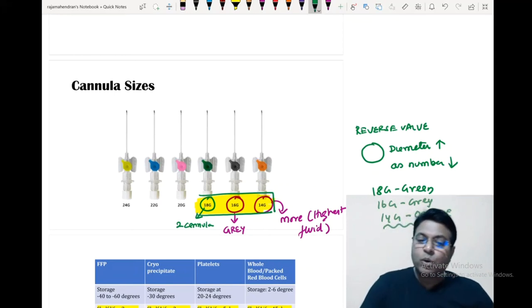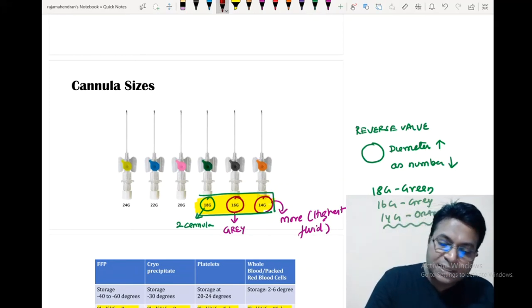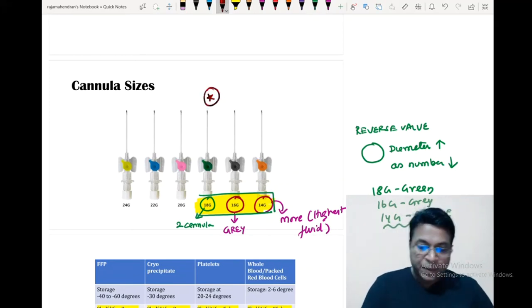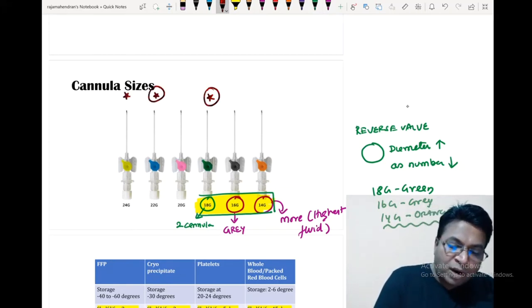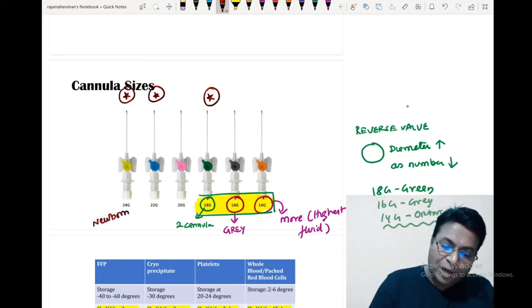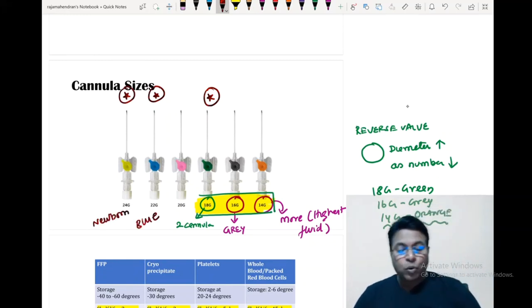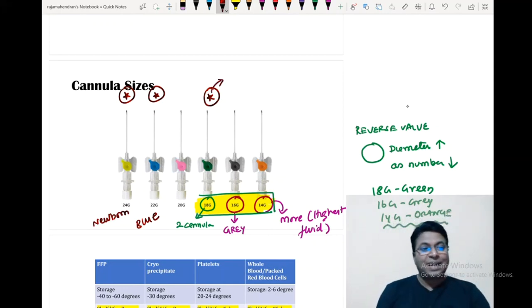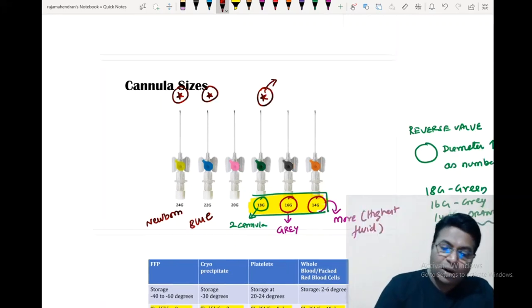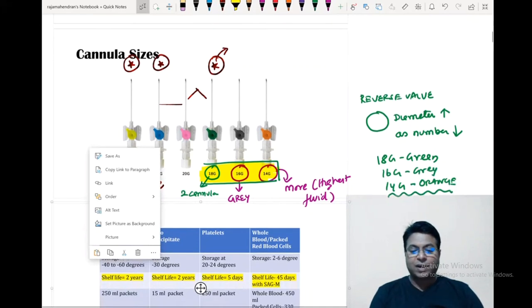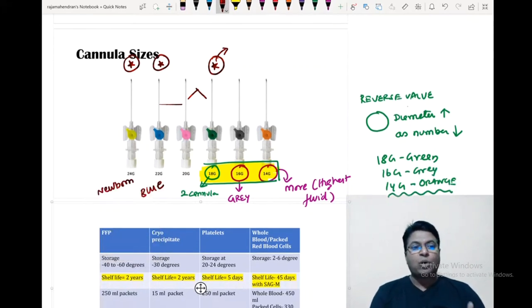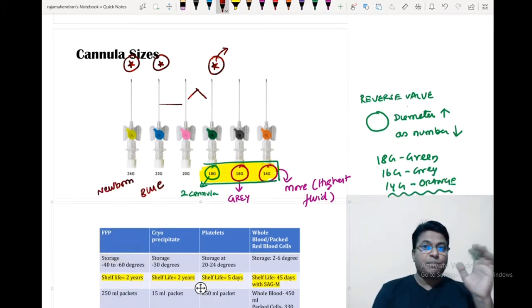As house surgeons, most of you would have commonly used the green cannula, which is available in the adult ward. The pediatric ward uses 22 gauge blue, and the newborn ward uses 24 gauge yellow cannula. In our general adult ward, we commonly use green and pink, these 2 colors. So please don't forget the colors of cannulas, Foley's, etc. These are very, very important for your exams.